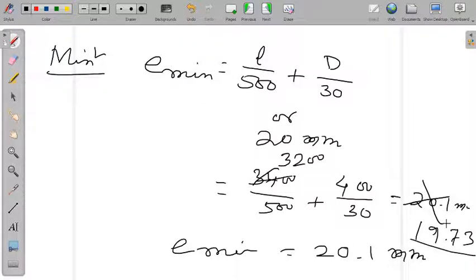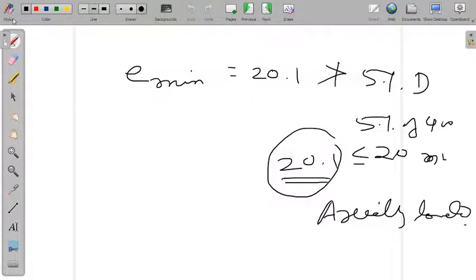So if I change it like that, then this value comes 19.73. Then what will be the E minimum? Our E minimum will be 20, because out of this whichever is larger I have to take. E minimum will be 20. Then what I can say is that the E minimum should not be more than, that means less than or equal to, because this is 20, so this 20 is less than or equal to 20.